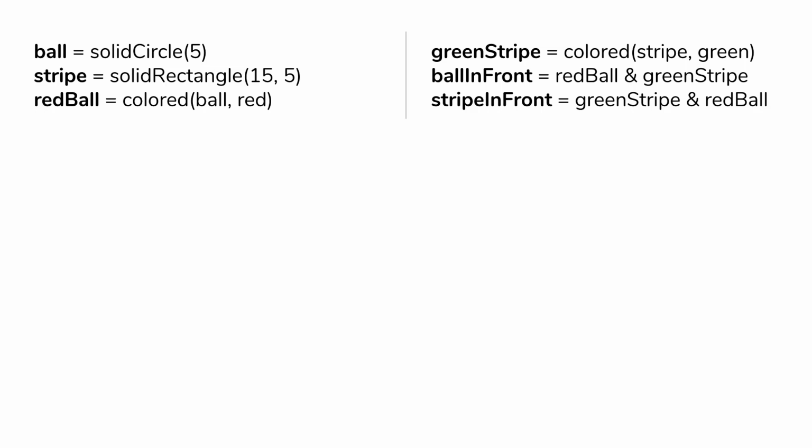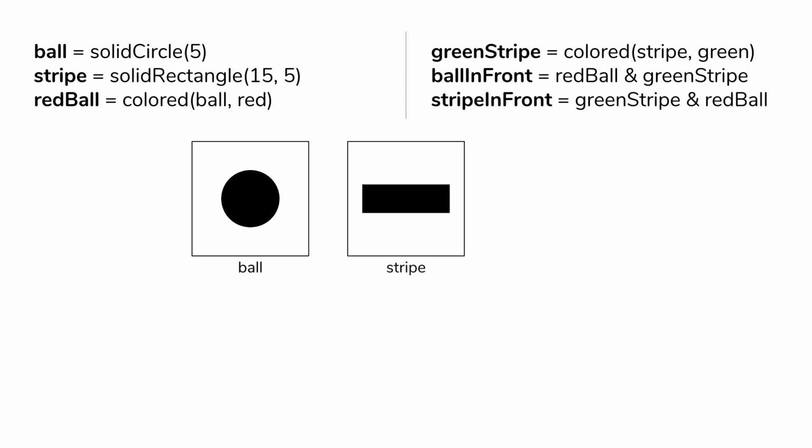Ball is defined to be a solid circle with a radius of 5. Like most simple shapes in CodeWorld, it's drawn in black at the center of the screen. Stripe, on the other hand, is a solid rectangle with a width of 15 and a height of 5. Again, it's drawn in black at the center of the screen.